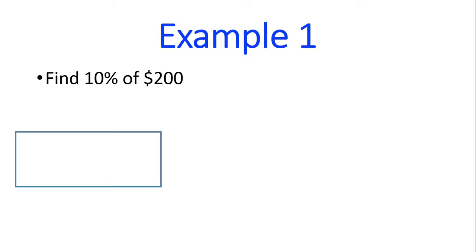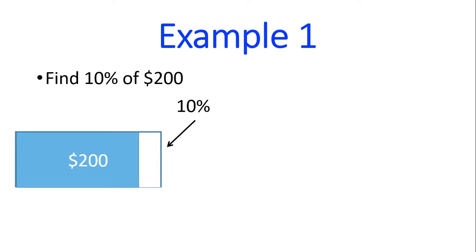So let's look at an example. Here I want to find 10% of $200. So here's my $200, and I want to take 10% of that amount. There I've got a little block that I've shaded in, so that white piece is my 10%. I want to find out how much 10% of that $200 is. So I'm going to write down that exact sentence, 10% of $200 equals.